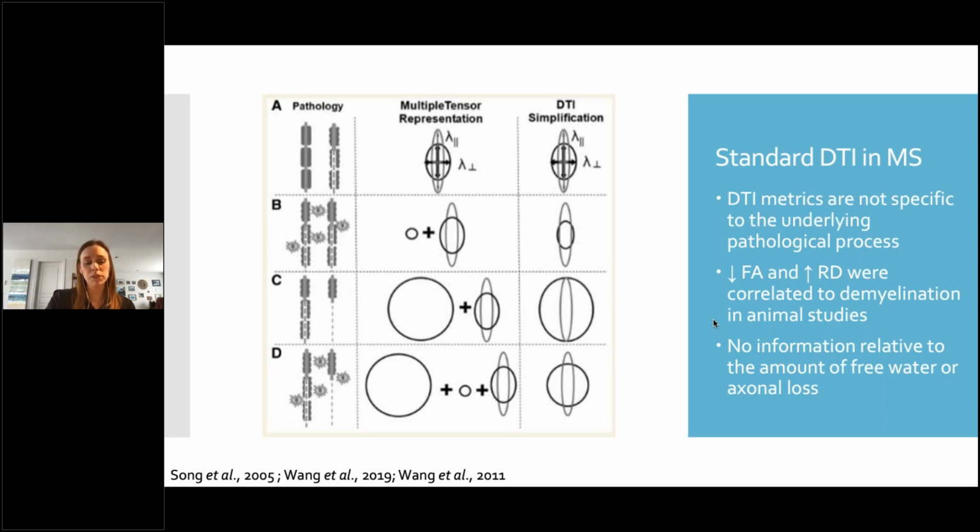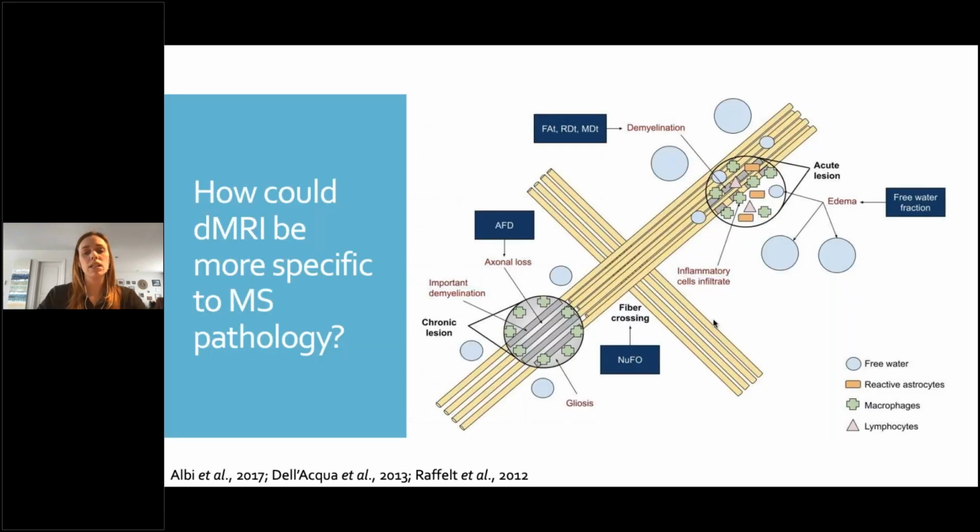Here, the important thing to know is that, for example, demyelination and axonal loss will have a similar impact on the DTI tensor and metrics, so they cannot be distinguished by standard DTI. In animal studies, a decrease in FA and an increase in RD were correlated to demyelination. In humans, DTI is more difficult to interpret, and there is no information relative to the amount of free water or axonal loss, for example. So how could diffusion MRI become more specific to MS pathology?